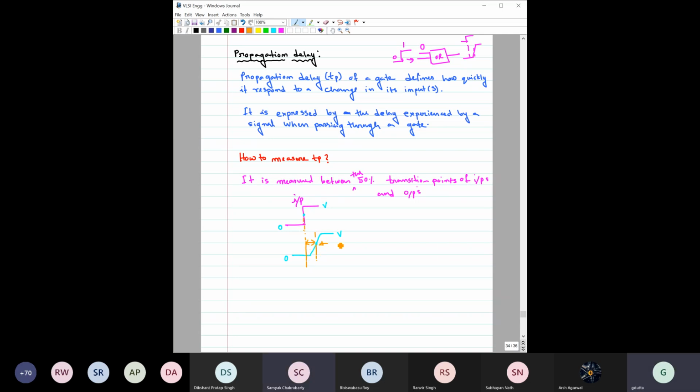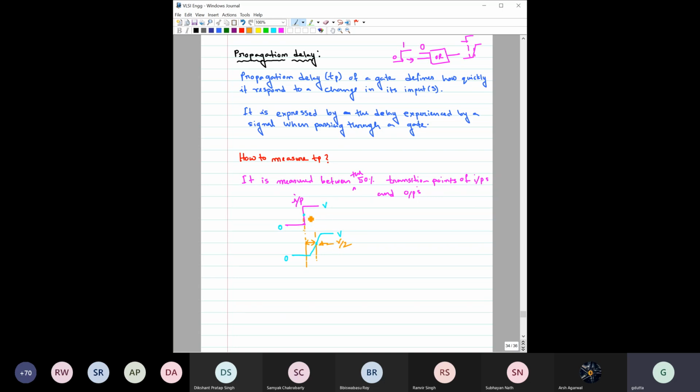So why are we assuming that the input is ideal? Very good question. 50% of V. I wanted to write half of V, but every time I'm writing here.